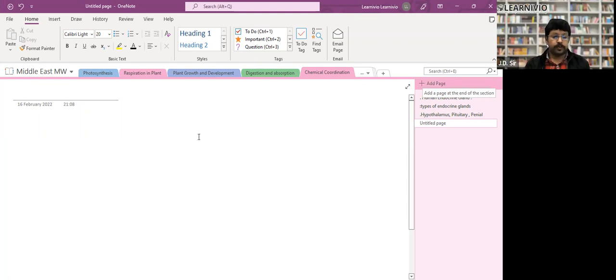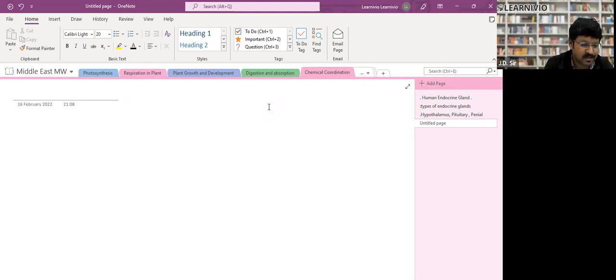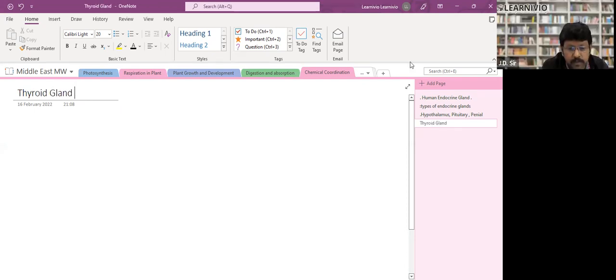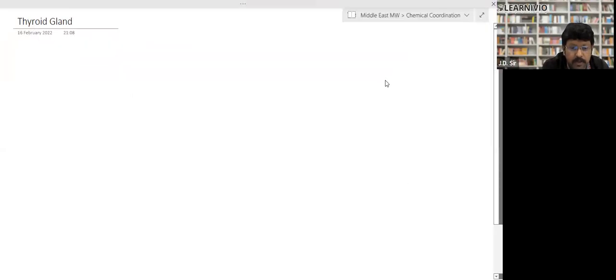So let me show you first where exactly the thyroid gland is found. Today is, I think, the last class of our syllabus, and everyone is on leave. This is the thyroid gland. Put the heading thyroid gland. First, let me show you the location of the thyroid gland.